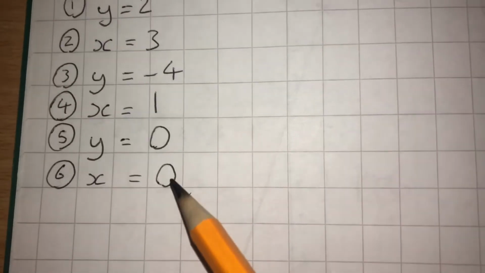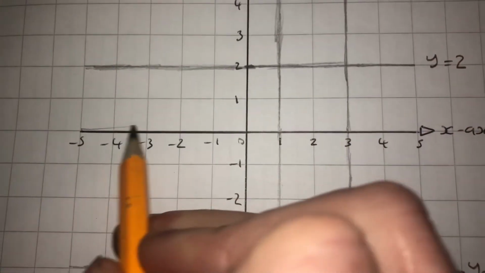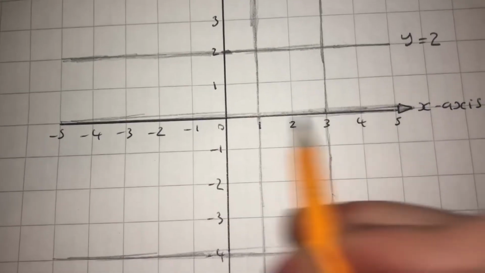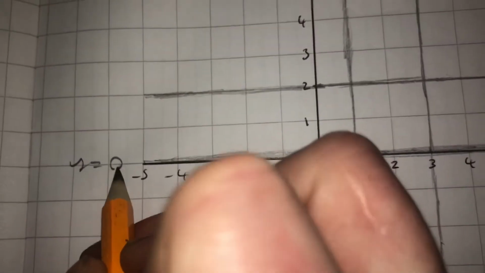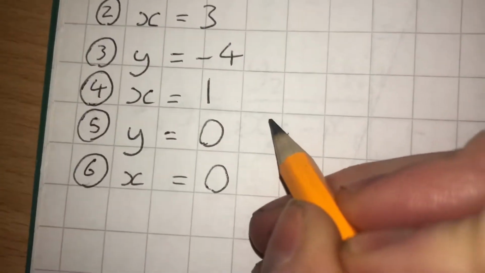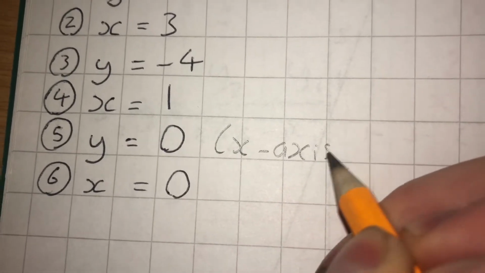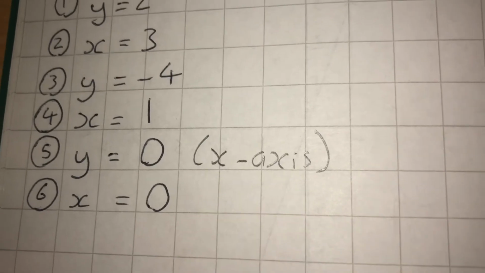Now, the next two, and it's just something to bear in mind, is y equals 0. So I'm going to the y-axis and finding where it's 0. 0 is at the origin. So the line y equals 0 actually runs along the x-axis. So just be aware of that. Y equals 0 is also the x-axis. And again, that's something that can confuse people at times, but just something to sit down and remember. Y equals 0 is the equation for the x-axis.